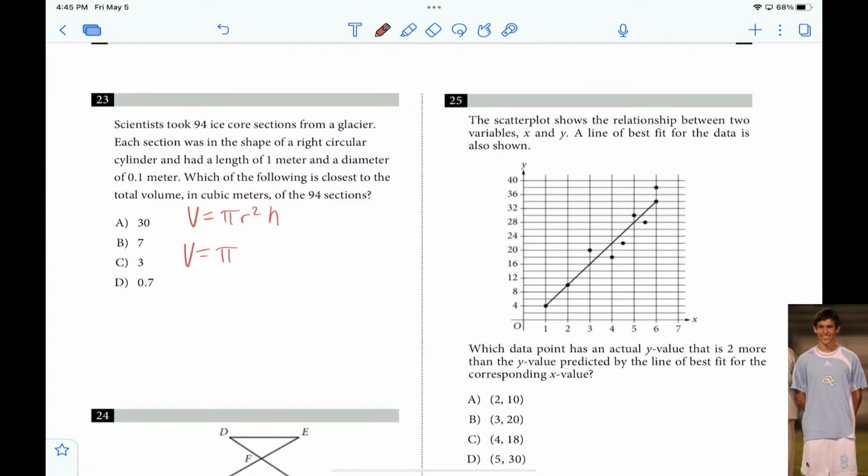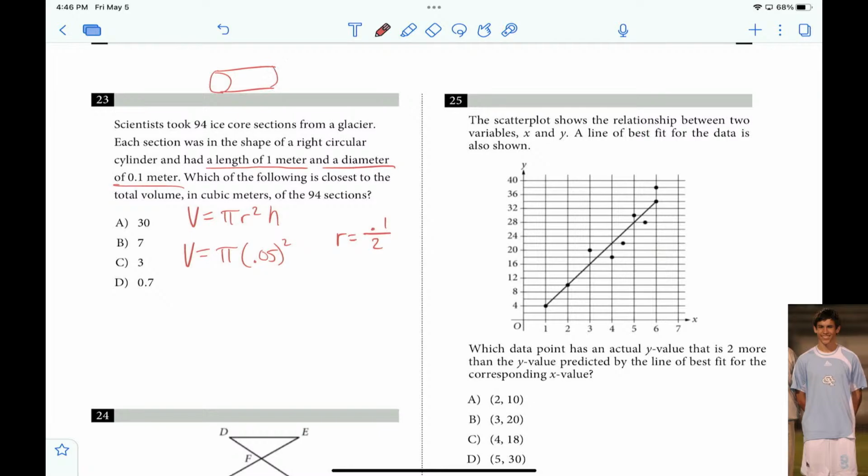That doesn't change. They didn't tell us the radius, but they did tell us the diameter. So the diameter is 0.1. That means the radius is going to be half of that 0.1. We type that in our calculator and we get 0.05. That's going to be squared, and then times the height. Now, there's nothing that says height, but they do say length. The reason I think they say length is because when they're cutting out core sections, they're cutting them sideways, so it's kind of like looking at a log.